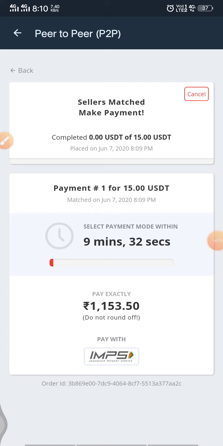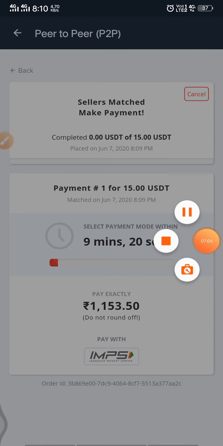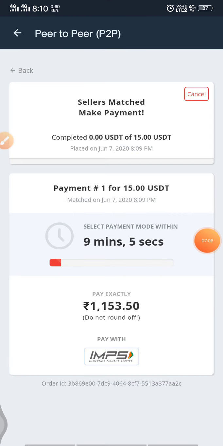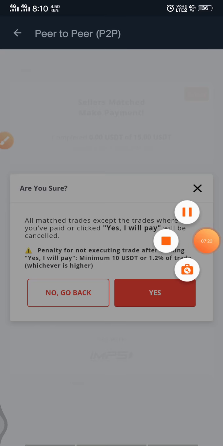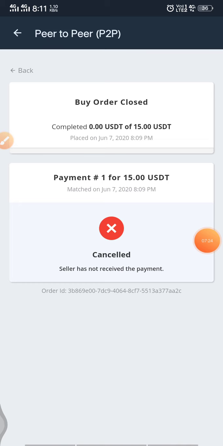So you need to pay like 1,153 rupees to the seller. Once you pay the money, it will unlock your 15 USDT, and then you can trade on that. Now you can see here only 9 minutes are available. If you don't pay the money to the seller within 9 minutes, it will automatically cancel. This is how P2P works. You can do the same activity if you want to sell. As of now I cancel that.